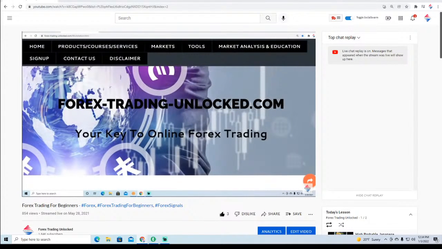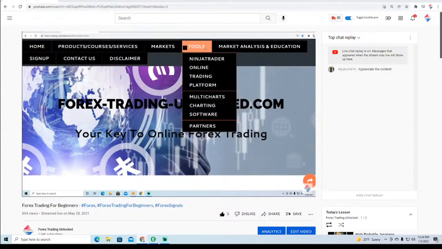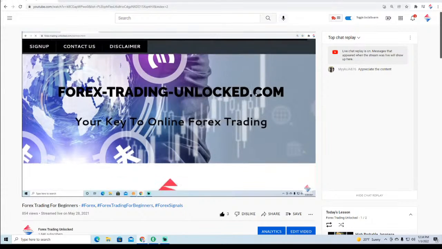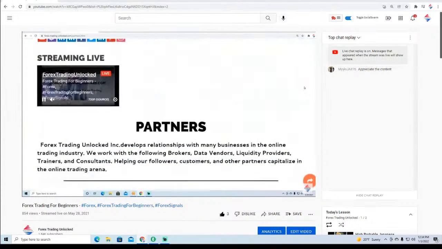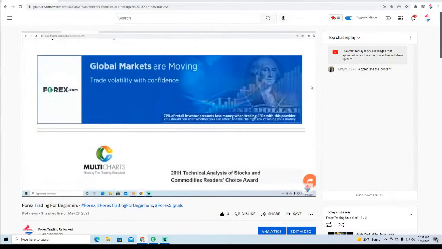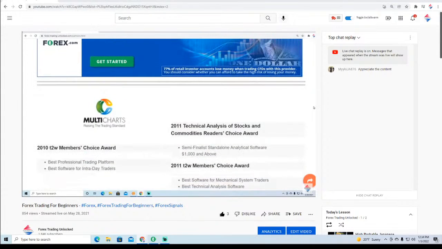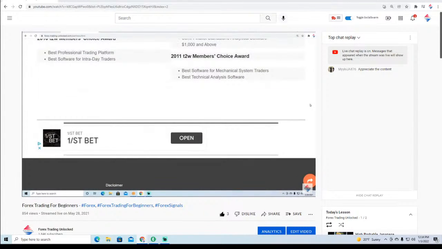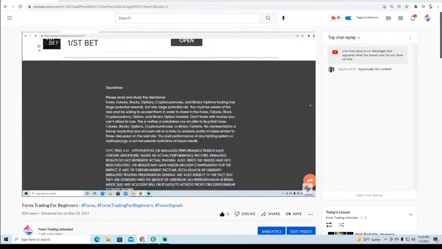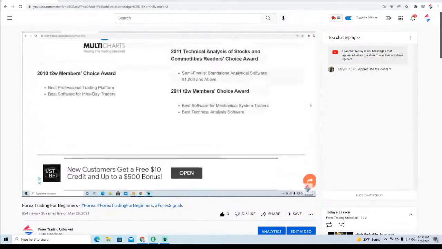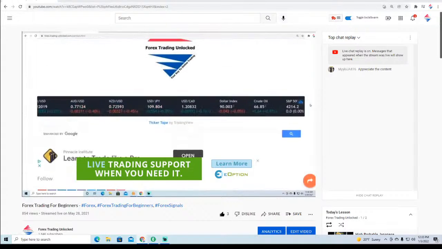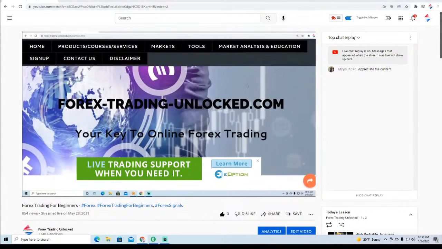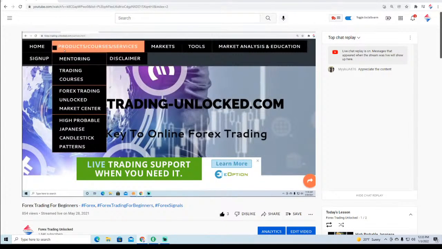Now, just also real quick, I want to show you from our tools navigation bar, we have the partners page. From our partners page, there's always questions about who we recommend. As far as brokers here, we have Forex.com. Then we also have Multi-Charts, which is one of our trading platform providers. And then we also have other partners that you can access from our website depending on the page. So definitely check out those things.